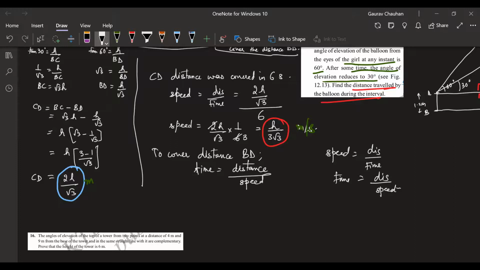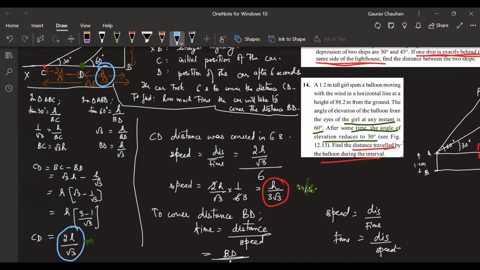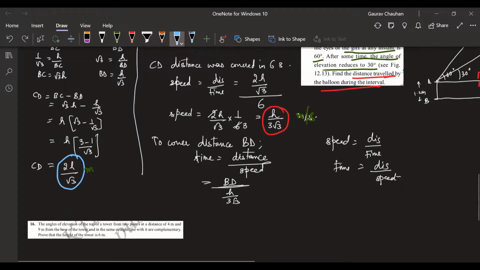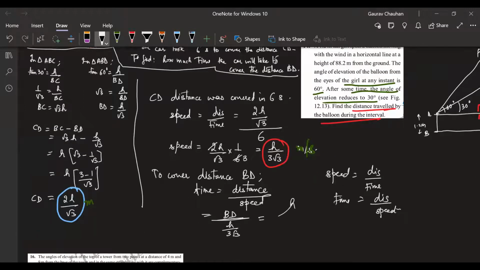My distance is equal to BD now, and my speed is equal to h by root 3. BD I already have in terms of h, and that is why I changed this also to terms of h, so that finally I'll get speed in terms of h and everything will cancel out in the end. So my BD is equal to h by root 3, the whole divided by speed, which is h by 3 root 3.